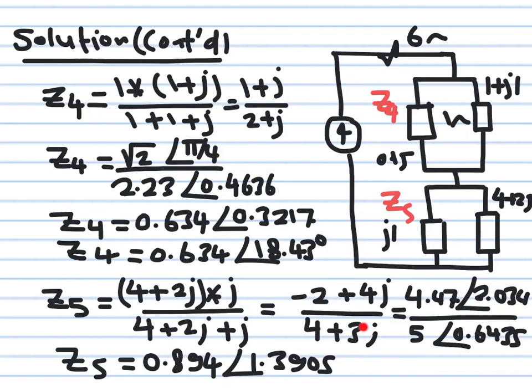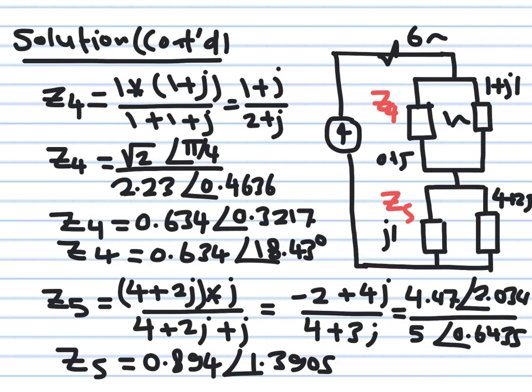The other one is simple because both are positive. The modulus of this one is square root of 16 plus 9, which gives us 5. The angle is the inverse tangent of 3 over 4. These are both in the first quadrant, both positive, so the answer from your calculator is correct. It's 0.6435 radians. Now we divide the two moduli and subtract the angles, and this is what we end up having for Z5. Remember, now the total impedance is 6 ohm in series with Z4, in series with Z5. So I have to add all three impedances to get the total input impedance.